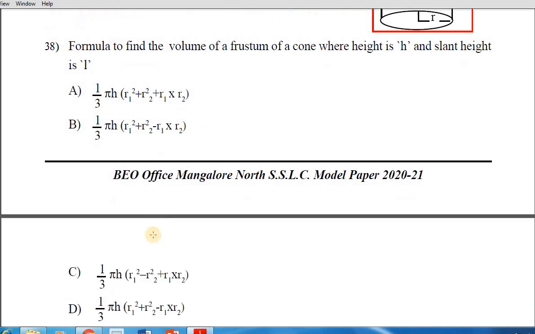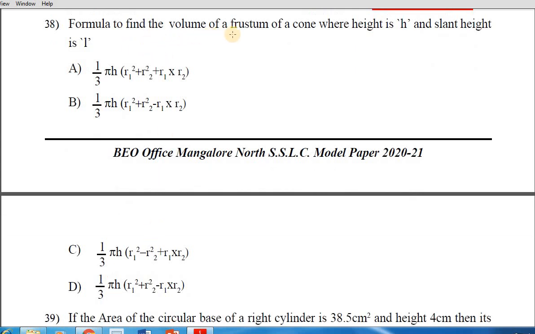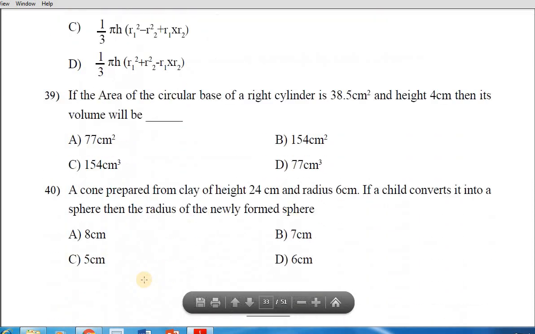Question number 38. Formula to find the volume of a frustum of a cone where height is h and slant height is L. So here we wanted to pick the volume of frustum of cone finding formula and keep it in the mind, in CSA, TSA and volume of frustum of cone. In these formulas, nowhere we have a negative sign except in the slant height formula, children. Hence the correct option for this is option A, 1 by 3 pi h into r1 square plus r2 square plus r1 into r2.